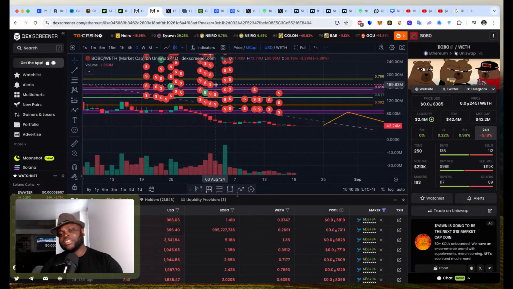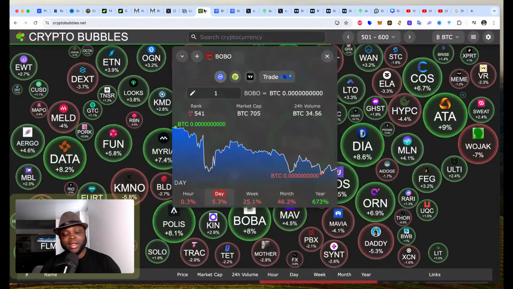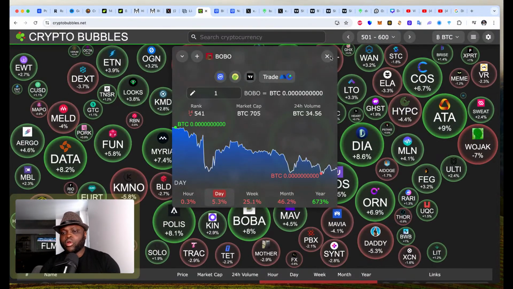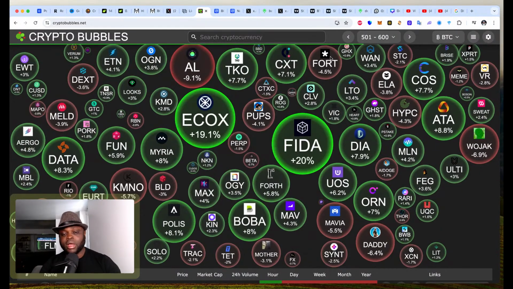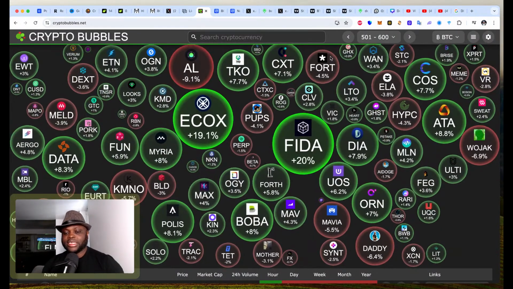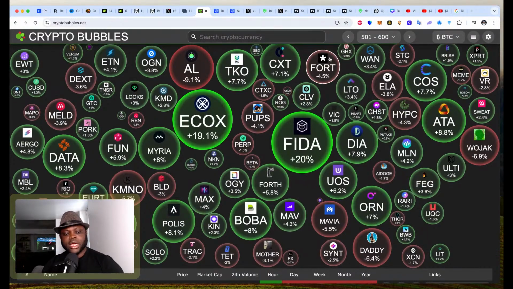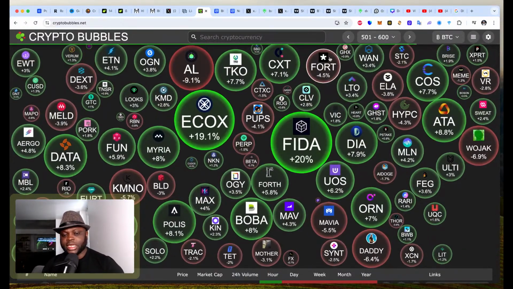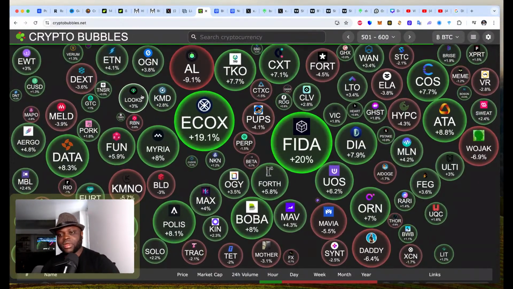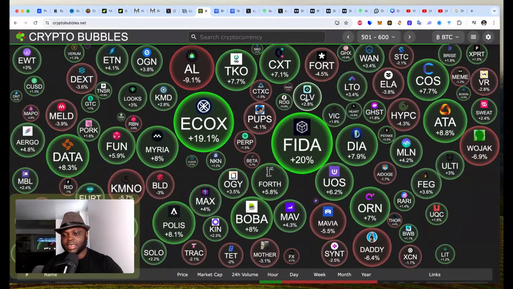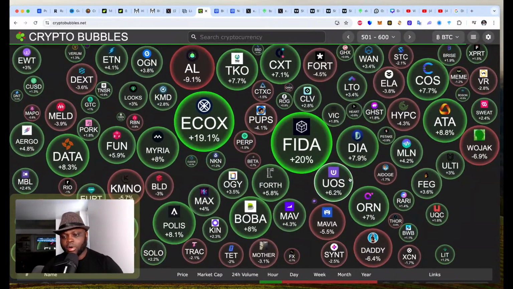So guys, this is just how I use Crypto Bubbles. You can look for random coins or a random meme coin. Let's say someone told you about a meme coin and you wanna just check on it. You can perform the same analysis that I just did, and it's gonna give you more insight.